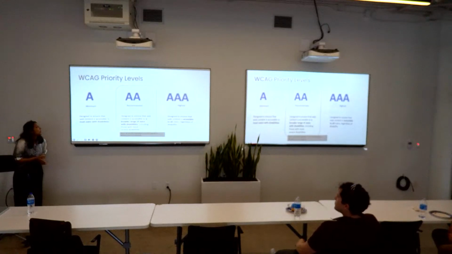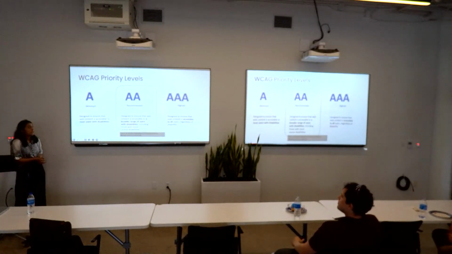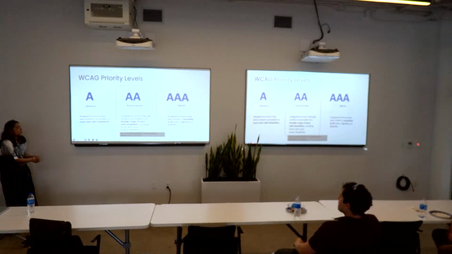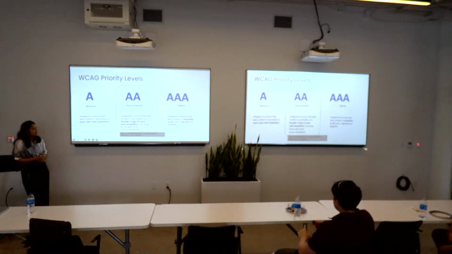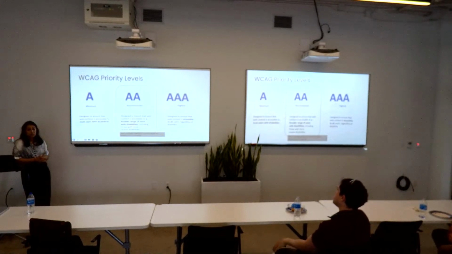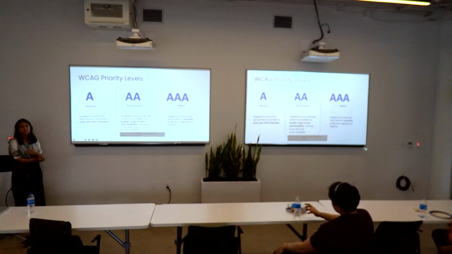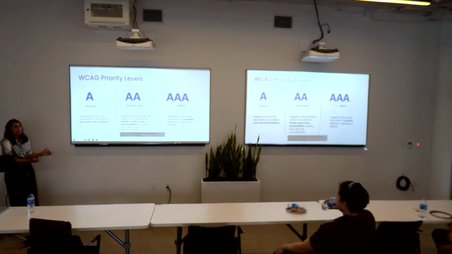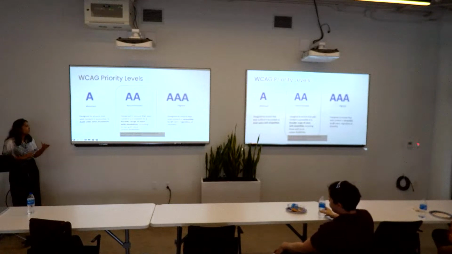Here are the success criteria priority levels: level A, double A, and triple A. A is the minimum level of conformance. When you are building new web content, it is a good starting point. Start with level A. When your web content achieves the level A success criteria, that means you have removed the significant accessibility barriers. It doesn't remove all the accessibility barriers, but you are in a good position.